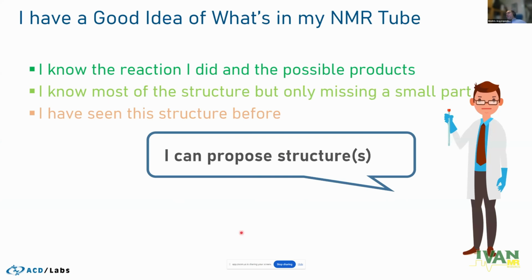ASV will help you if you have these conditions fulfilled. If you have a good idea of what could be in your NMR tube. So probably you know the reaction and you know the possible products. Or you know most of the structure, but only missing a small part. Or you know that you have seen this structure before. And all of these in the end boil down to the fact that you can propose one structure or some structures.